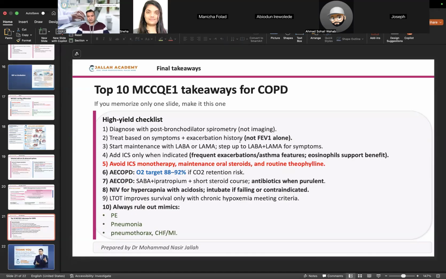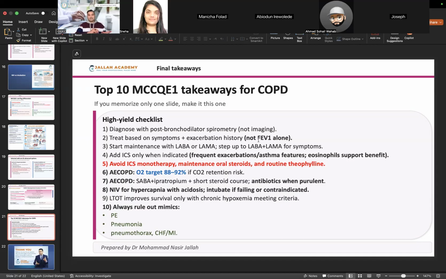Treat based on symptoms and exacerbation, not only based on the FEV1. Remember, we have FEV1 over FVC to diagnose or confirm COPD. If it is less than 0.70, this is COPD. If it is more than that, it is asthma. So let's say this is less than 0.70. Now, for me to check the severity of COPD, I check the FEV1. That is to check the severity, okay?